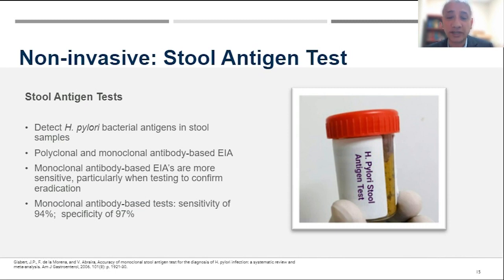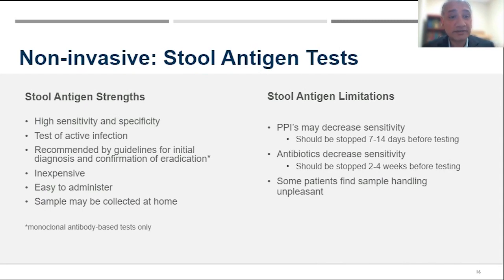And once monoclonal antibodies were used, the accuracy increased and it became a test that was quite accurate and could also be used to confirm eradication after testing. Now, all of the commercially available tests in the United States are monoclonal tests. They have high sensitivity and specificity of 94 and 97% respectively. The strength of stool antigen testing is that it is highly sensitive and specific. It is, like urea breath test, a test of active infection. It is positive when actual bacteria is present.